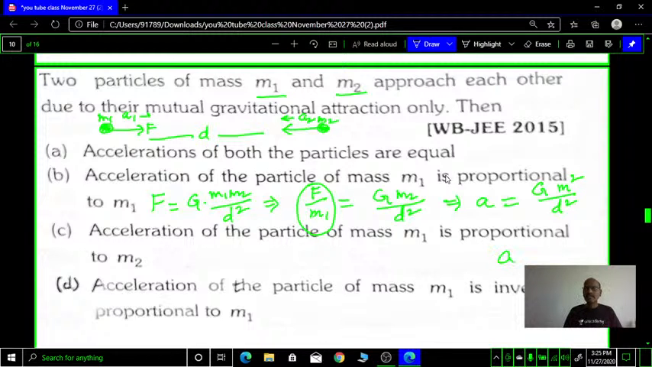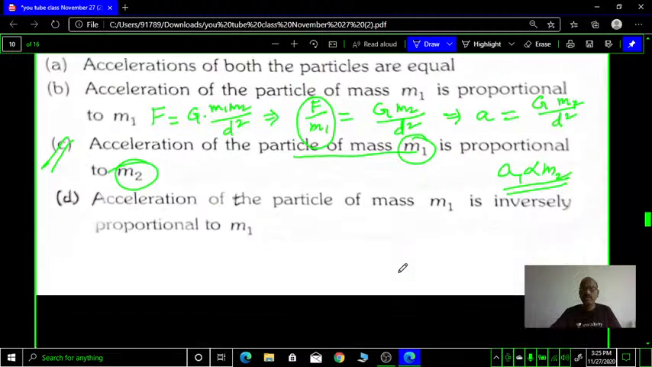Now a is directly proportional to m2, the second mass. Now see option C. In option C, you can see that the acceleration of the particle of mass m1 is proportional to m2, because F by m1 is a1, the acceleration. Is acceleration proportional to m2? Option C is the correct one, right? Very simple, basic, if you understand. Now let us go for the next problem.